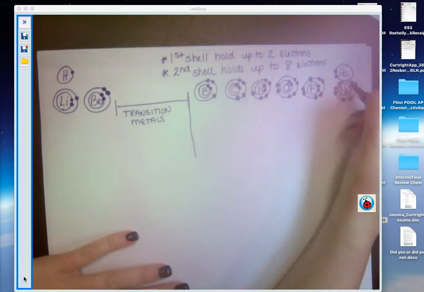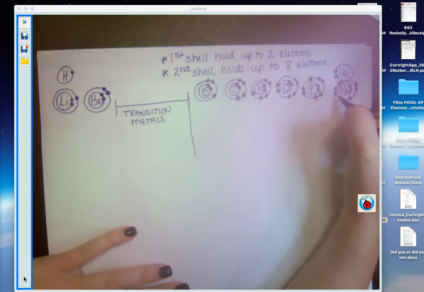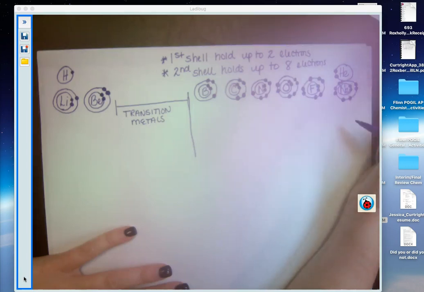So once we get to this one and you see that this one has a 10, neon has got 10 total electrons, but it has 8 in this second shell. That second shell is also full. So if we needed to have more, we would have to add another row.